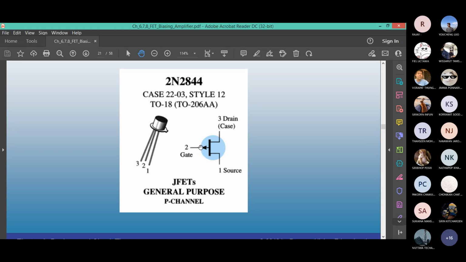This one is a P-channel JFET. As you see, the arrow is going away from the gate. When we draw the N-channel JFET, the arrow is coming inside the body of the device.